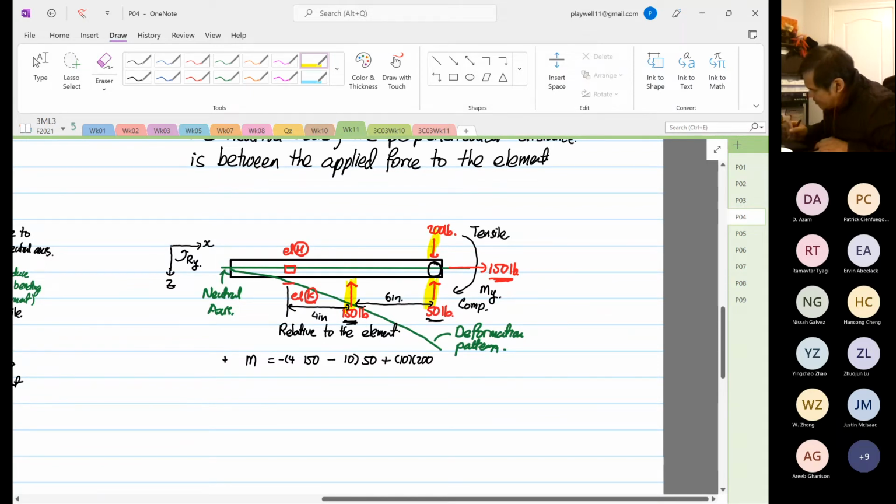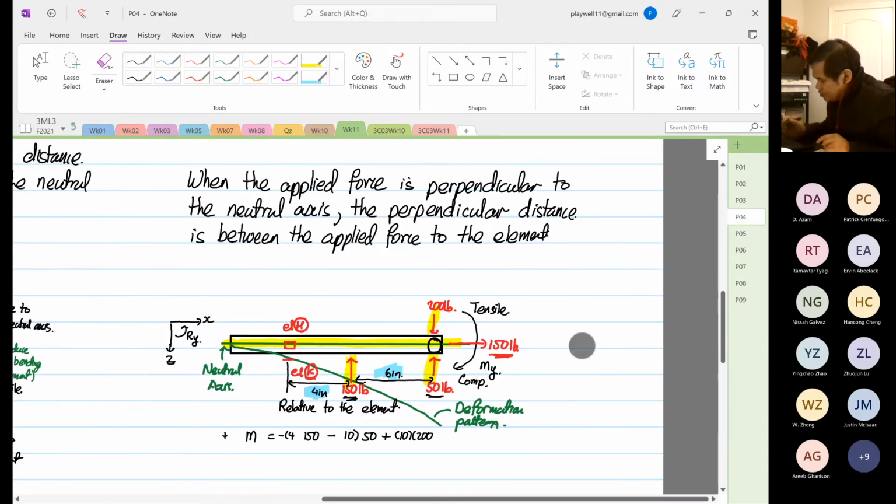they are perpendicular to the what? Neutral axis. That is why you use this distance over here. And the distance is up to the what? To the element. Okay, so again, if the applied force is perpendicular to the neutral axis, the perpendicular distance is between the applied force to the what? Element. You can see the difference now.